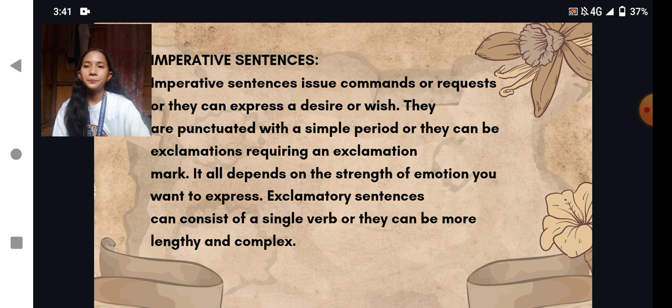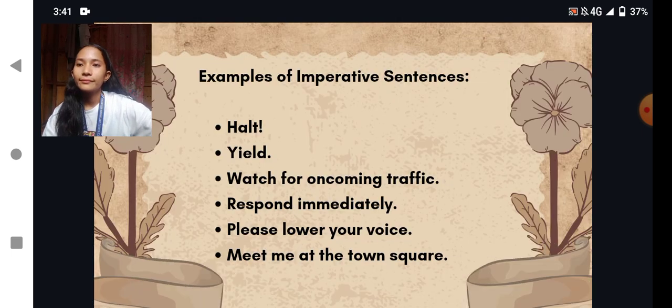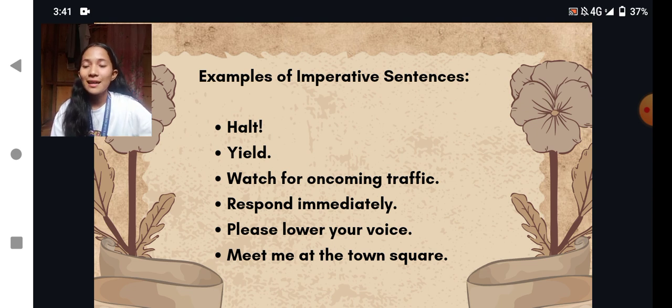For example, halt. It is an imperative sentence because it commands or instructs someone to stop immediately. Yield. Watch for oncoming traffic. It is also an imperative sentence because it instructs or advises someone to be cautious for oncoming traffic. Respond immediately. It is also a command. Please lower your voice. It is a request. And meet me at the town square. It is also an imperative sentence because it instructs someone.